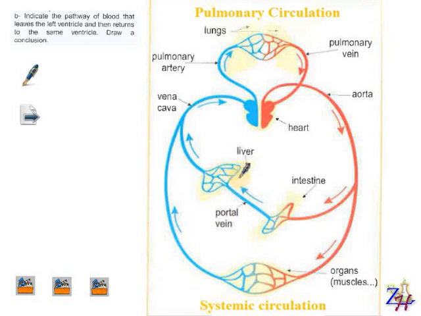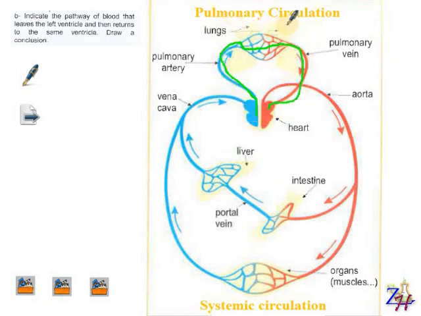Pulmonary is related to the lungs. So when we say pulmonary circulation, it is the circulation between the heart and the lungs only. If I want to talk about this circulation, it starts with the right ventricle, then pulmonary artery. Of course, here there are arterioles, capillaries of lungs, venules, pulmonary vein, and it goes to the left auricle. This is the pulmonary circulation.